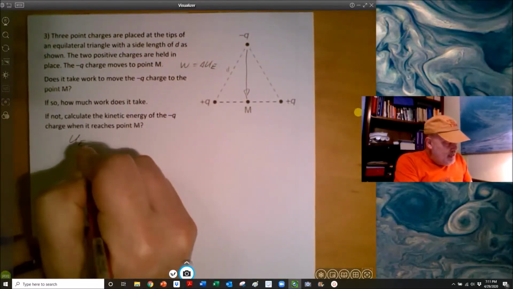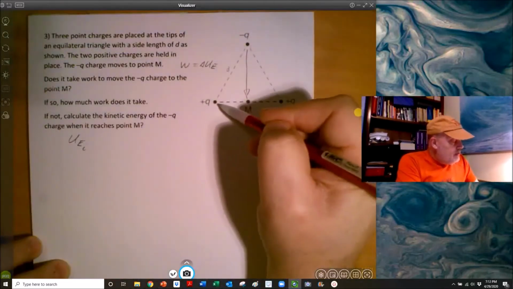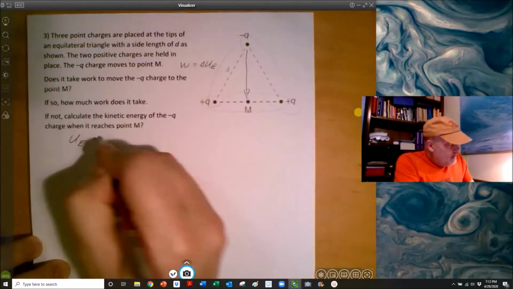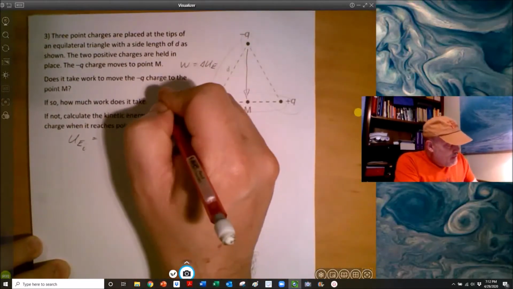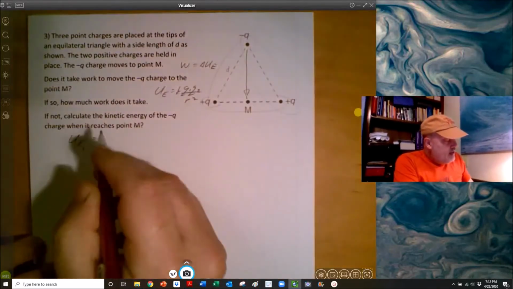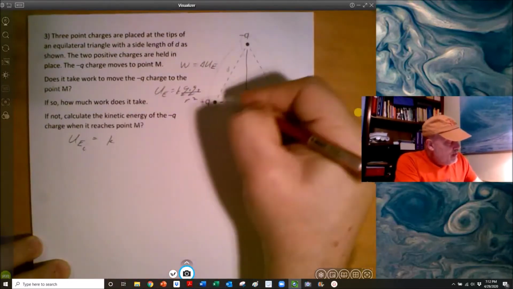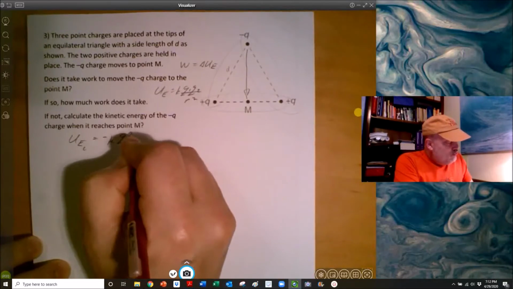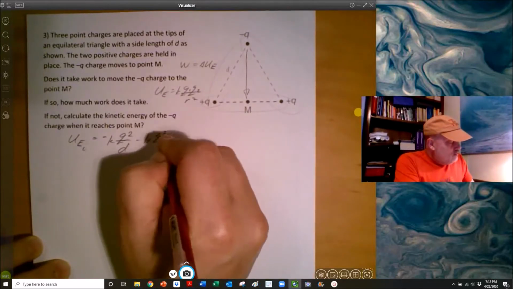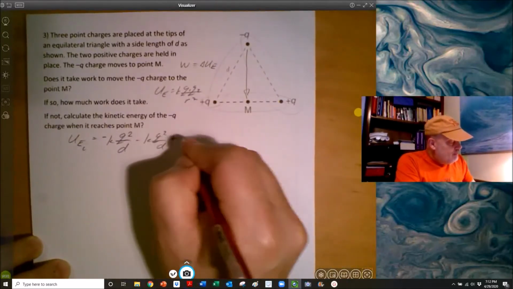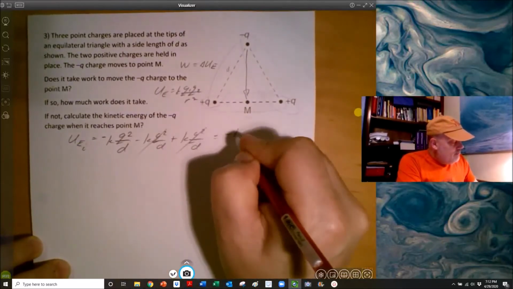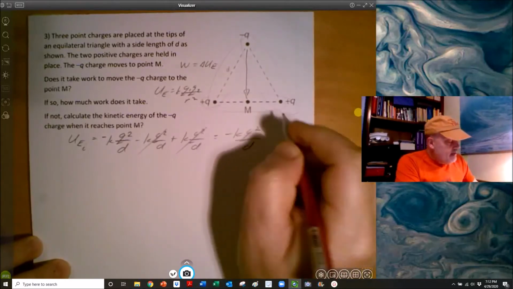At the beginning, the initial electric potential energy will be the energy of this pair plus this pair plus this pair. Luckily the geometry is nice and simple. Remember that electric potential energy is kQ1Q2 over r. So what we end up with for this pair is negative kQ² over d. And this one is the same, negative kQ² over d. And this one is the same except it's positive, kQ² over d. For a grand total, because these two cancel, of negative kQ² over d.